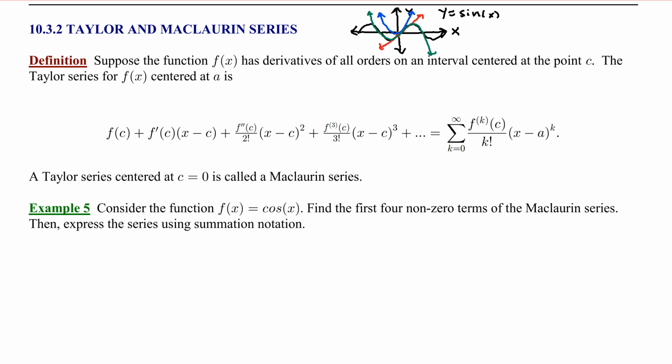Here's the definition. Suppose the function f of x has derivatives of all orders on an interval centered at the point C. The Taylor series for f of x centered at C is f of c plus f prime of c times x minus c plus f double prime of c divided by 2 factorial times x minus c squared, continuing this pattern. You can see here, this is fitting the same formula for a Taylor polynomial. What makes this definition different is this ellipsis right here. It shows that this pattern continues indefinitely. If we write this with summation notation, we end up with the sum from k equals 0 to infinity. So we're dealing with an infinite power series.